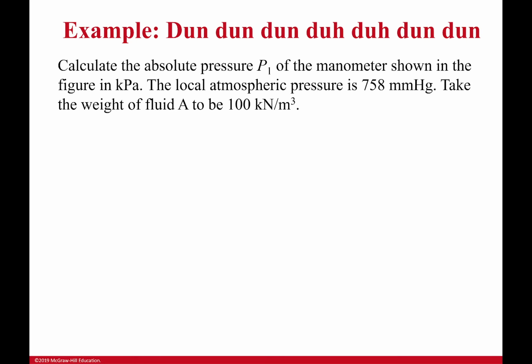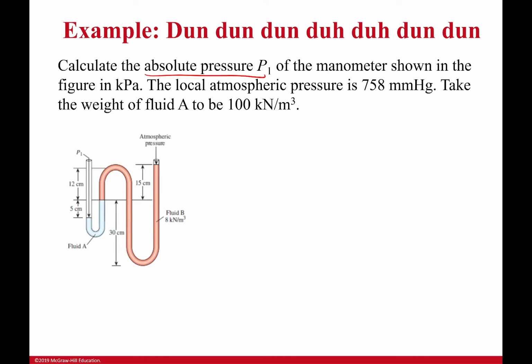So, what we're going to do this time, we're going to calculate the absolute pressure P1 of the manometer shown in the figure. Where's the figure? There it is. The local atmospheric pressure is 758 millimeters mercury. Remember, that's a unit of pressure because we use a barometer, which is filled with mercury, to measure pressure. So it's the hydrostatic pressure from a column that is 758 millimeters high of mercury. And we're going to take the weight of fluid A, whatever that is, to be 100 kilonewtons per meter cubed. And you can see that fluid B is 8 kilonewtons per meter cubed.